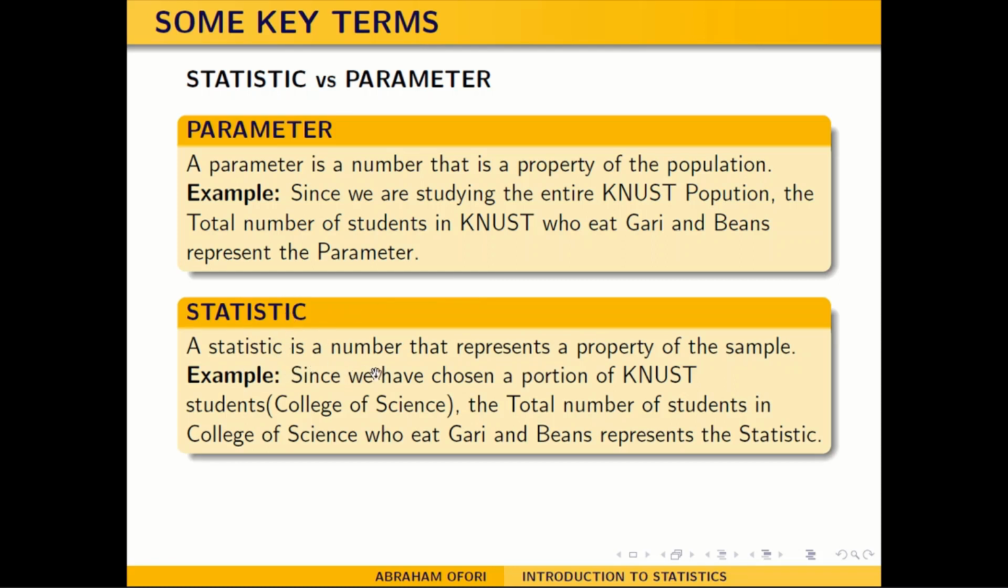Now, statistic. A statistic is a number that represents a property of the sample. So if you take some part of the population and study it, after calculating values such as the mean of the sample, variance of the sample, standard deviation, quartiles, all of them, when you take a sample out of a population, those become what? A statistic. So since we have chosen a portion of Kenya University students, that is the College of Science, the total number of students in the College of Science who eat gari and beans represent the statistic. I hope this is clear.